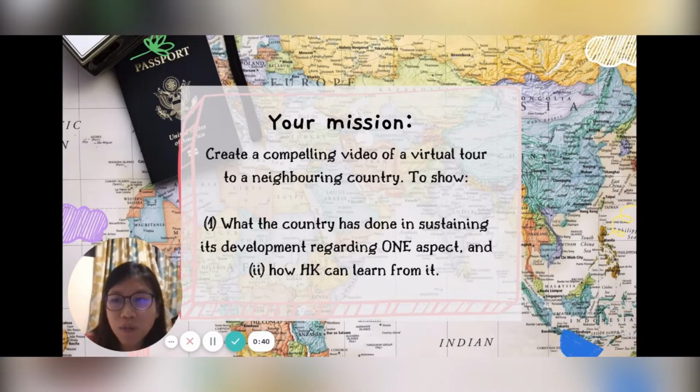Now, speaking of global citizens, your mission for this project is to create a compelling video of a virtual tour to a neighboring country. Within your video, you have to show, number one, what the country has done in sustaining its development regarding one aspect. It could be energy, it could be transportation, it could be food even, you name it. And then I want you to tell us how Hong Kong can learn from it. Meaning, how do you apply such observations into the context of Hong Kong?